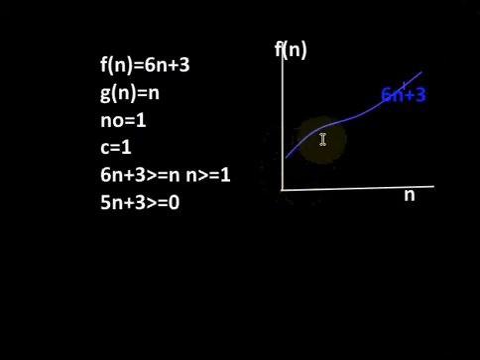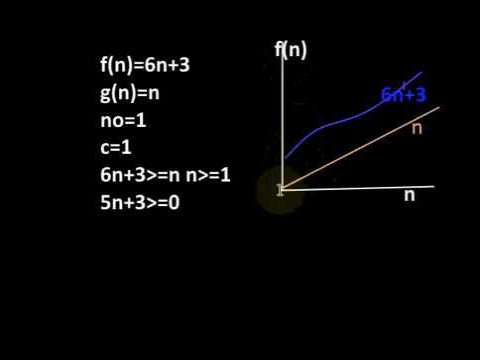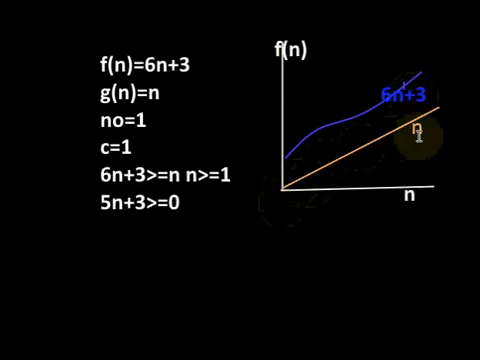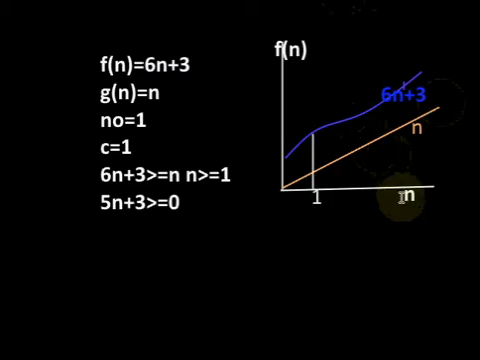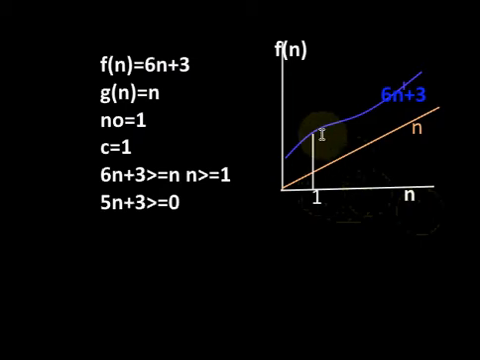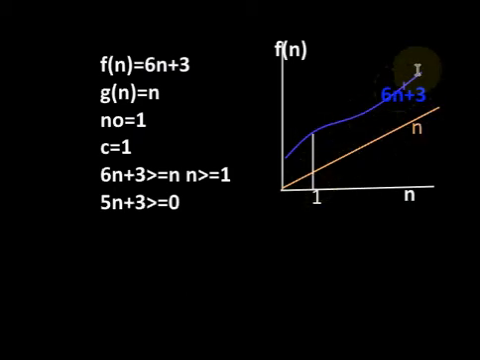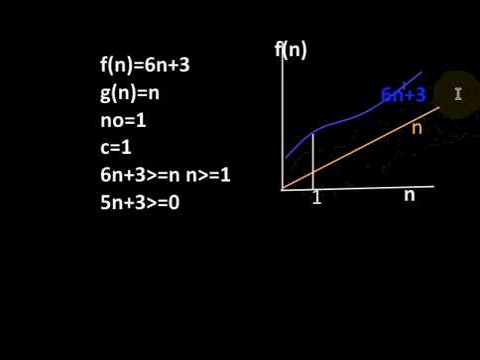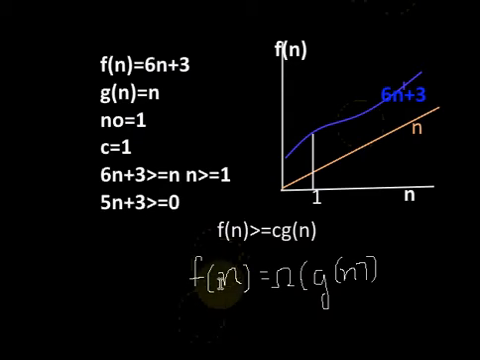That is, if the function 6n plus 3 is represented as a curve like this, the function c into g of n, where c is equal to 1, that is, the function n curve moves as this. Here, for all values of n which is greater than or equal to 1, the function f is having a higher value than the function c into g of n. That is, the function f is increasing at a faster rate than the function c into g of n. To make it simple, the function n is acting as a lower bound for the function 6n plus 3. Hence, we can say that the function f of n belongs to big omega of g of n.